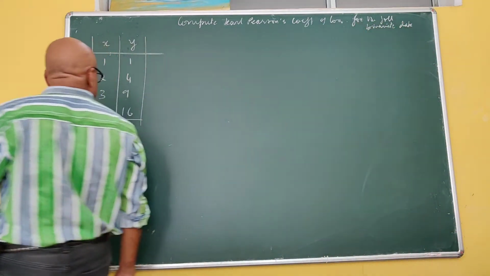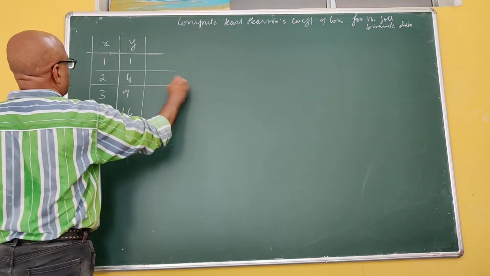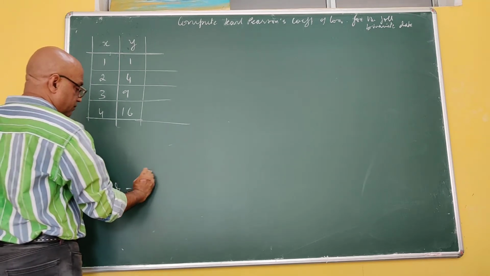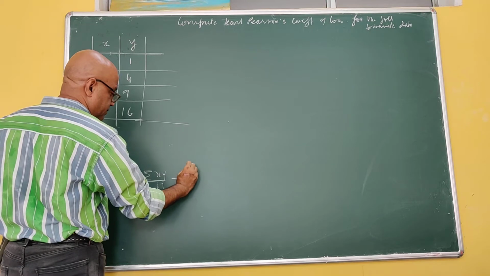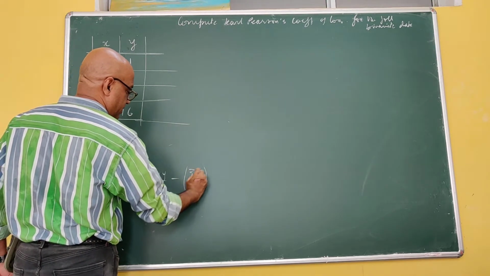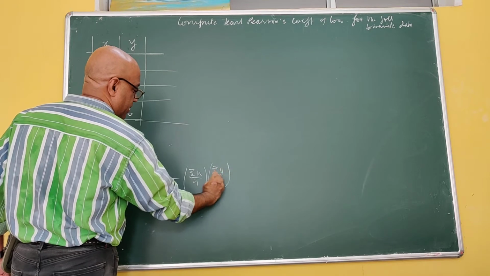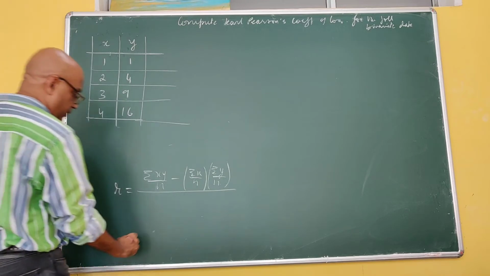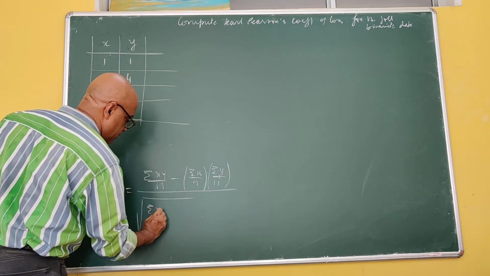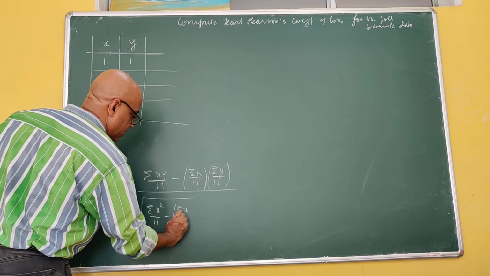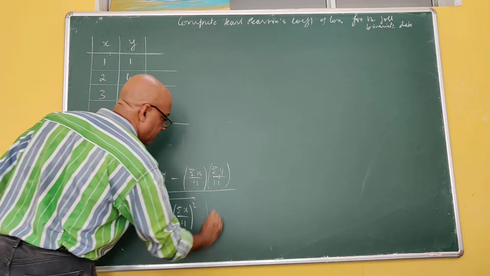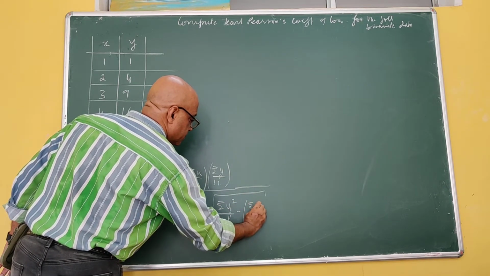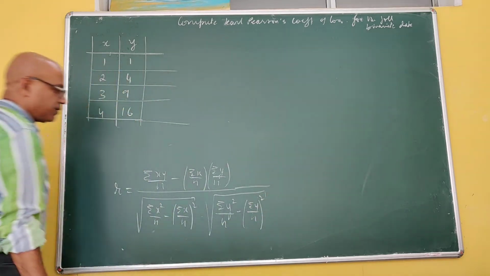So let me use both the formulas. By the first formula, r is equal to summation xy divided by n minus summation x divided by n into summation y divided by n. Please write down the formulas correctly. I hope they are visible to you, but the formulas have to be written correctly. Below is the square root of summation x square divided by n minus summation x divided by n the whole square, and the other one is summation y square divided by n minus summation y divided by n the whole square. So these formulas are very important.